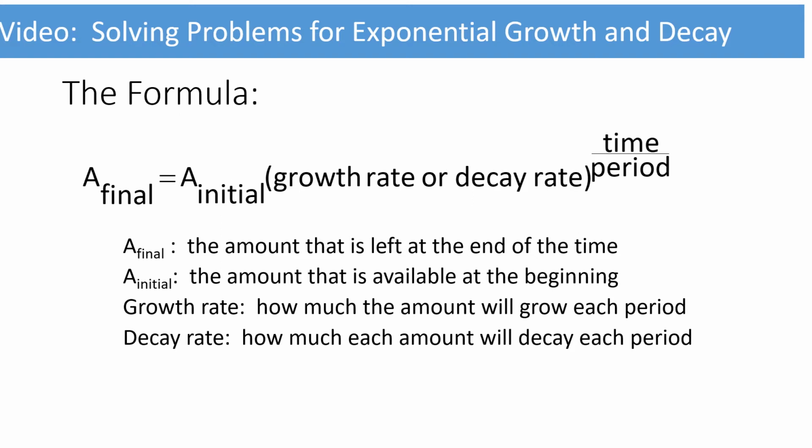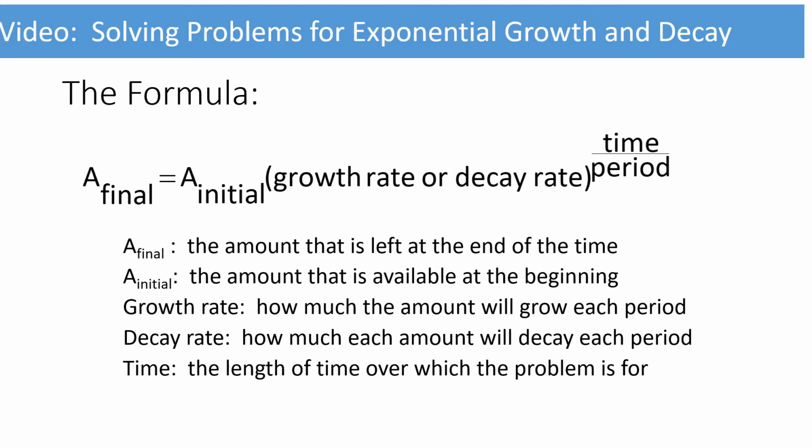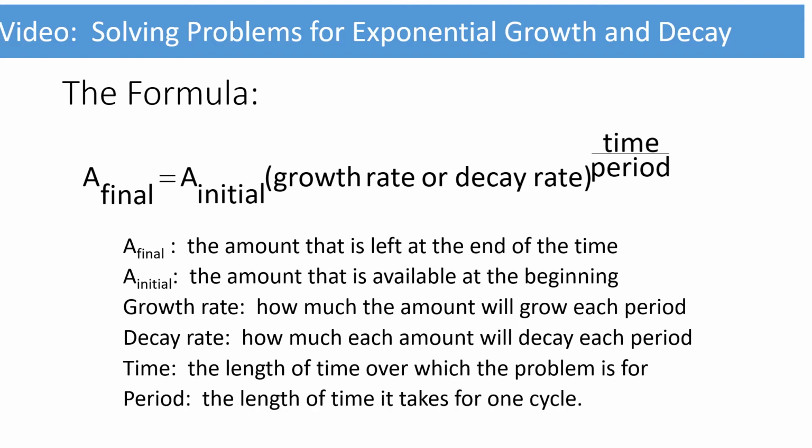The decay rate is the 1/2 that I've already talked about, which is how much it will decay or decrease each period. So half means it decays by half its value each period. Time is the total length of time that you're measuring over: 10 years, 20 years, other values. Period is the length of time it takes for one period or one cycle. So if it doubles every 3 years, your period would be 3 years.